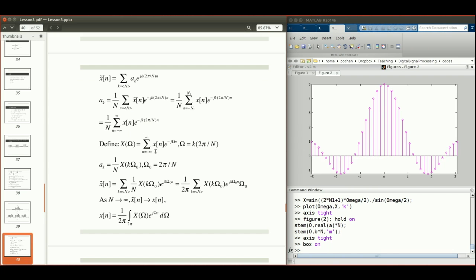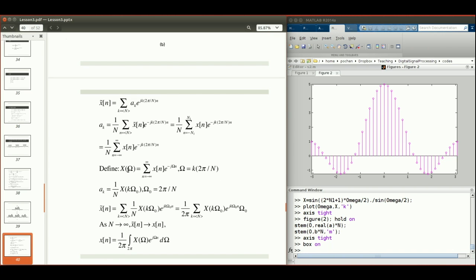So now if we define a function, big X of big omega, and this function is defined as this part. Here we have introduced the notation big omega, and big omega equals k times 2 pi divided by big N. It's just basically this part. You can think of it as a uniform sample of the frequency axis with a sampling interval that's given by 2 pi divided by big N, because k is an integer.